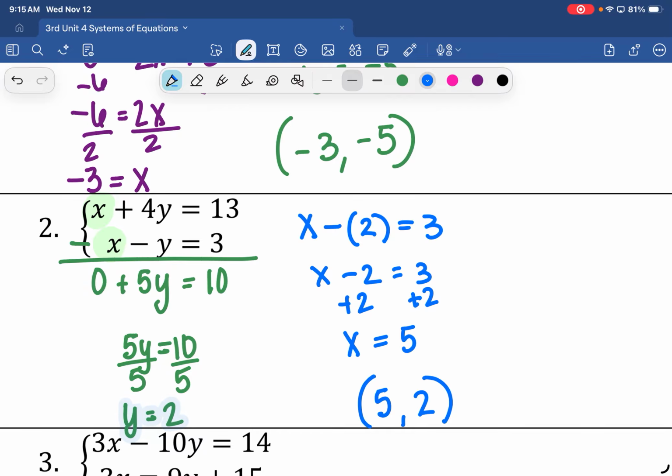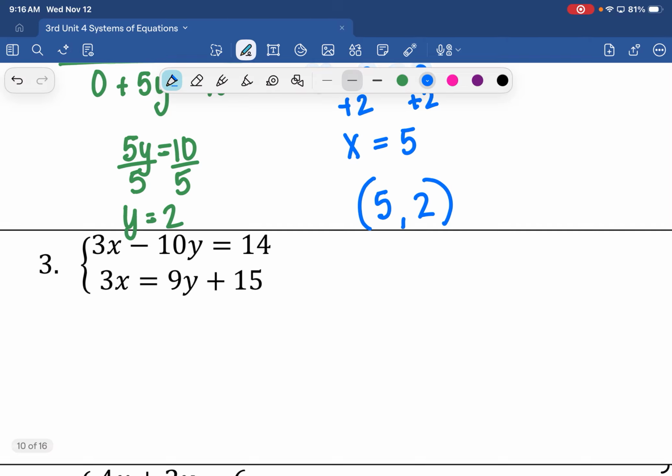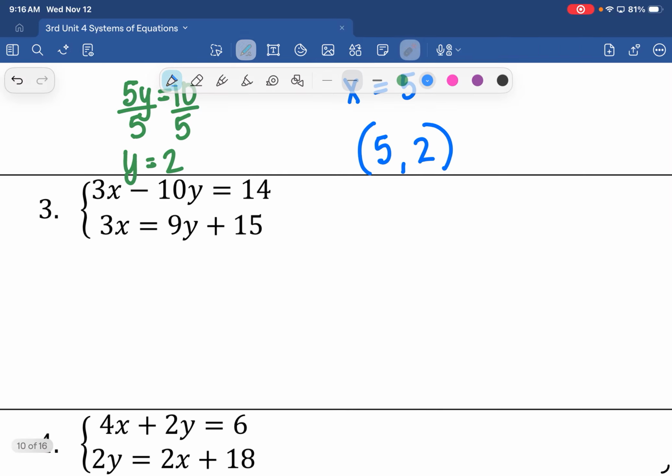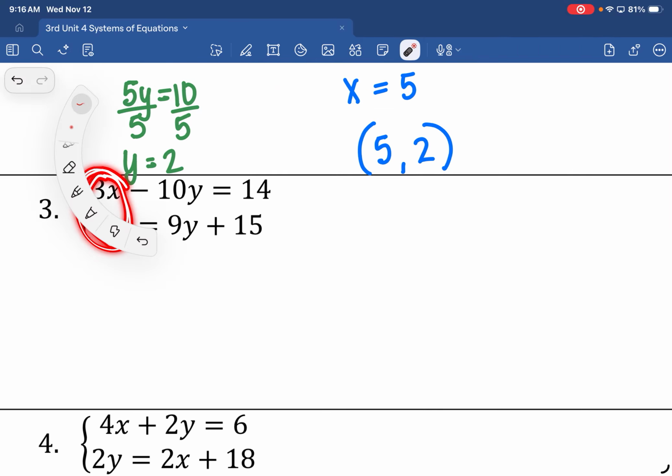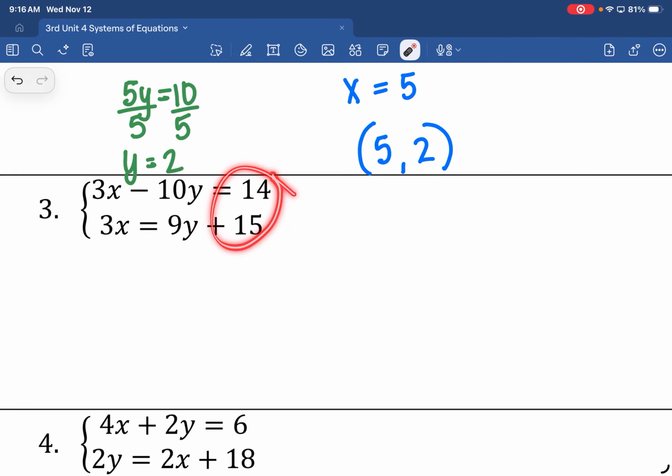All right, for number 3. Is number 3 all lined up? No. Okay. Our x's are lined up. Our y's look like they're lined up. So do our constants. But what is messed up here? The equal sign. So pretty much every single time I do one of these, I try to take the second equation to make it match the first. It just gives me the same step every time. So to make the second equation match the lineup of the first, what do I need to move?